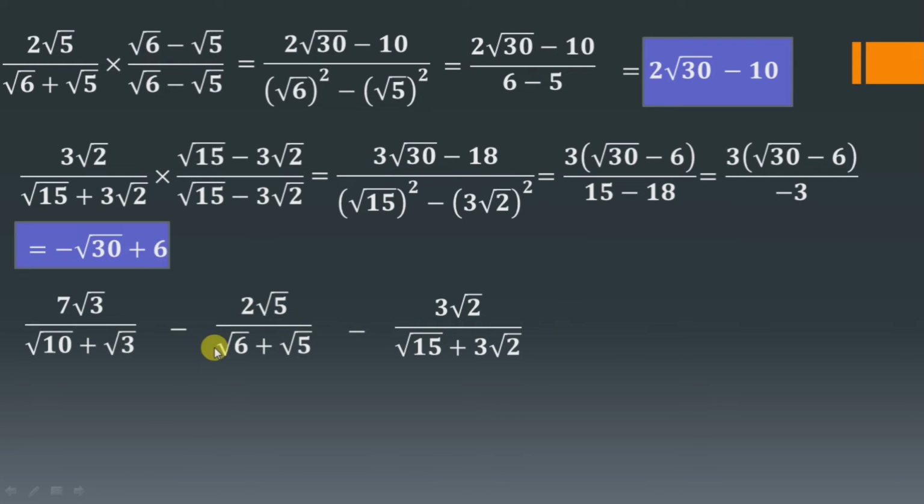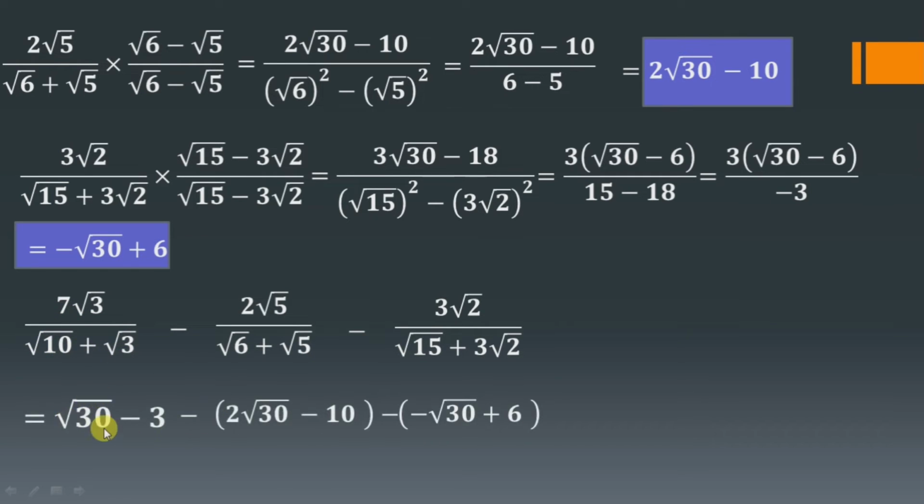Now the actual question is like this: 7 root 3 divided by root 10 plus root 3 minus 2 root 5 divided by root 6 plus root 5 minus 3 root 2 divided by root 15 plus 3 root 2. Now we'll replace these expressions by their values. 7 root 3 divided by root 10 plus root 3 is equal to root 30 minus 3, minus inside the bracket 2 root 5 divided by root 6 plus root 5, which means 2 root 30 minus 10, minus, and 3 root 2 divided by root 15 plus 3 root 2, which means minus root 30 plus 6.